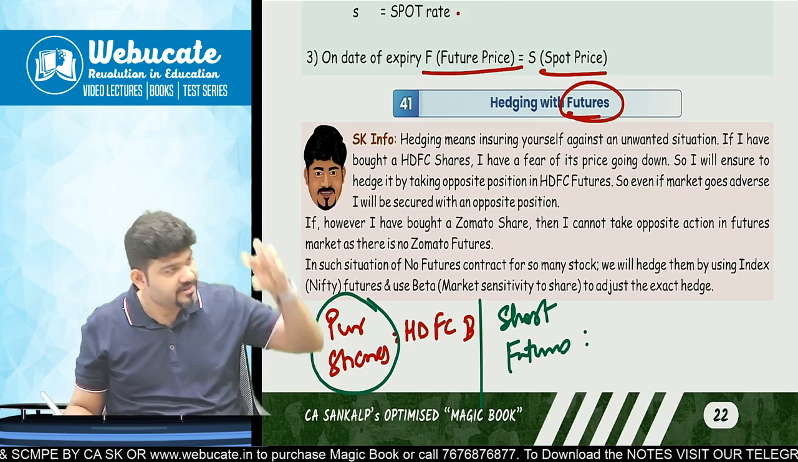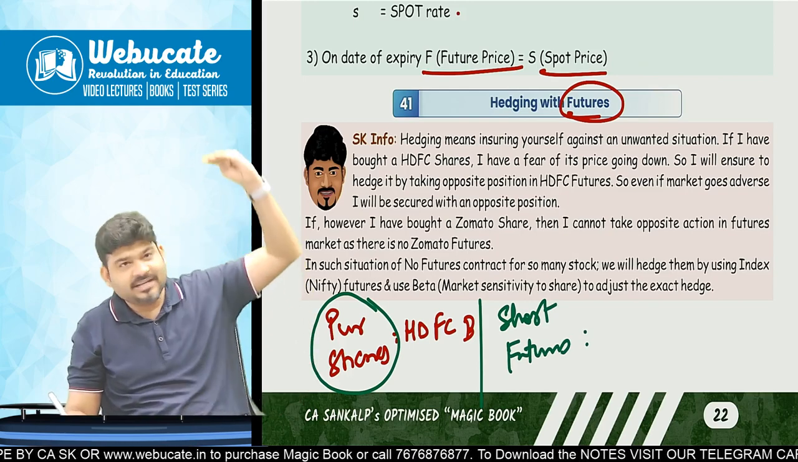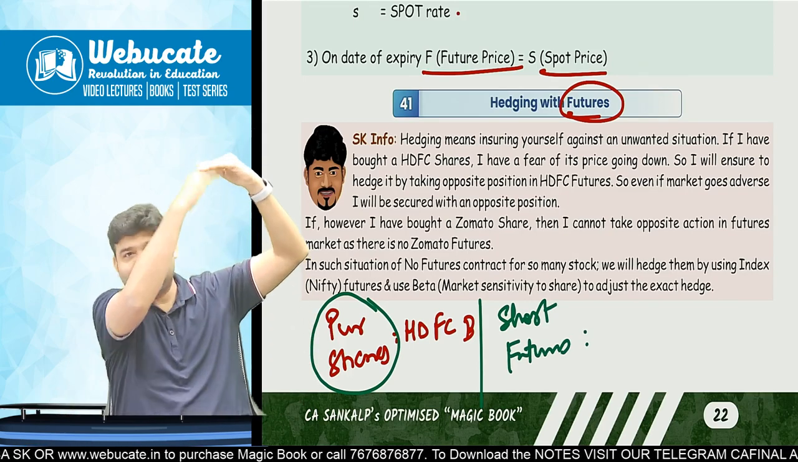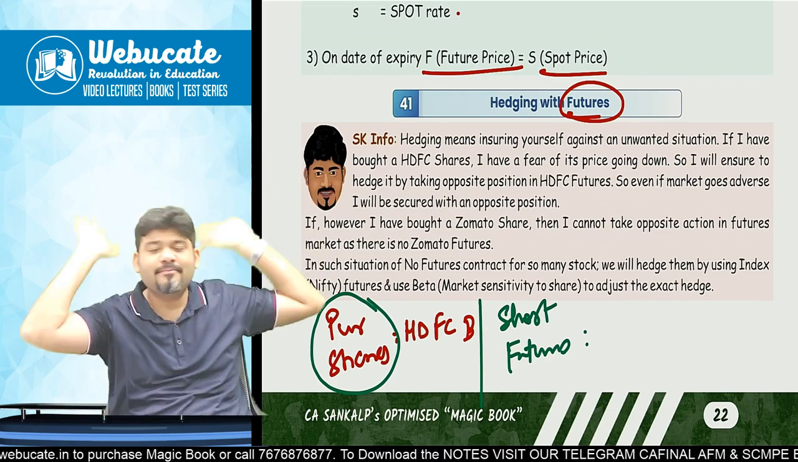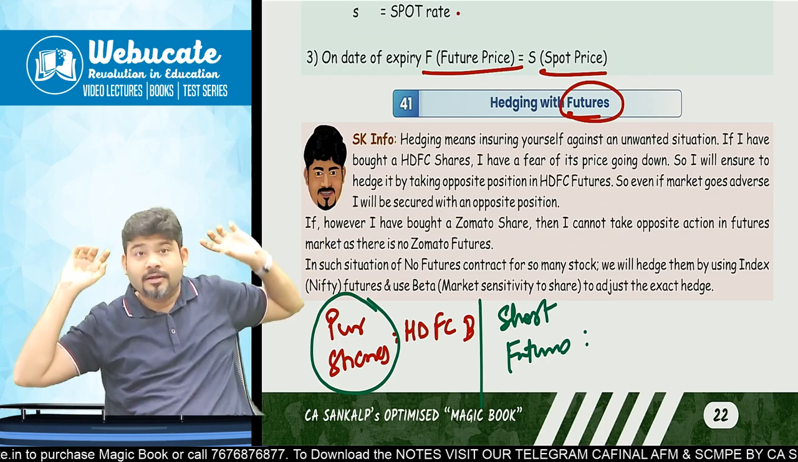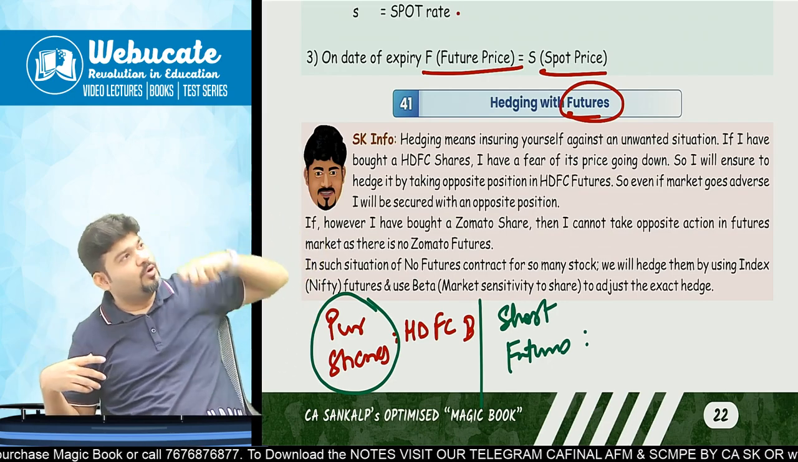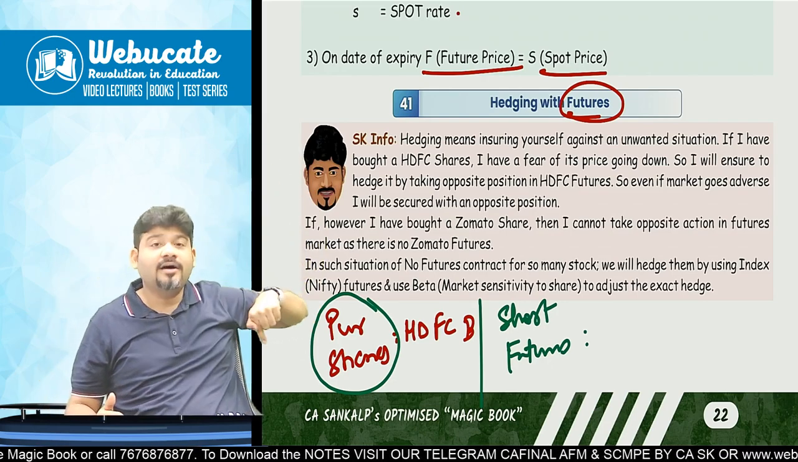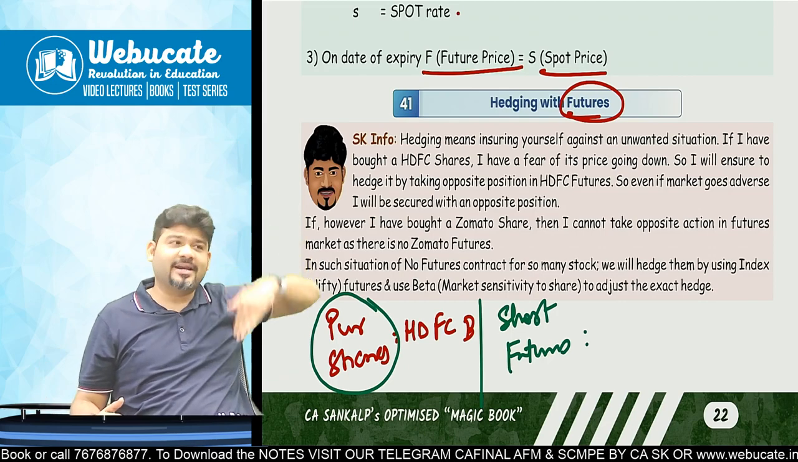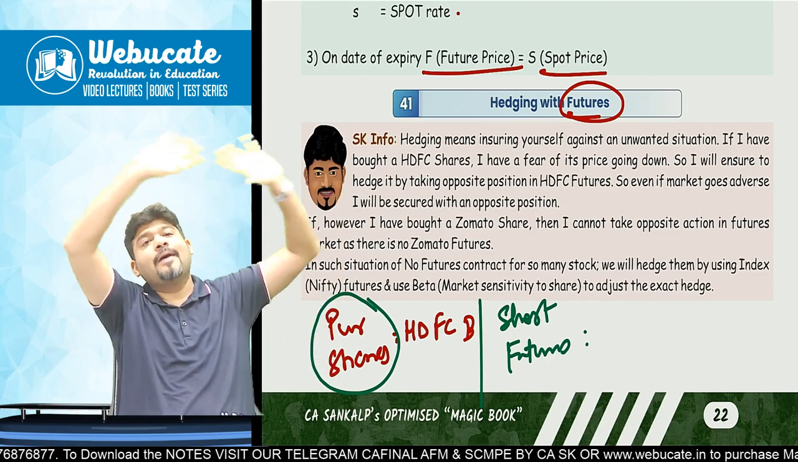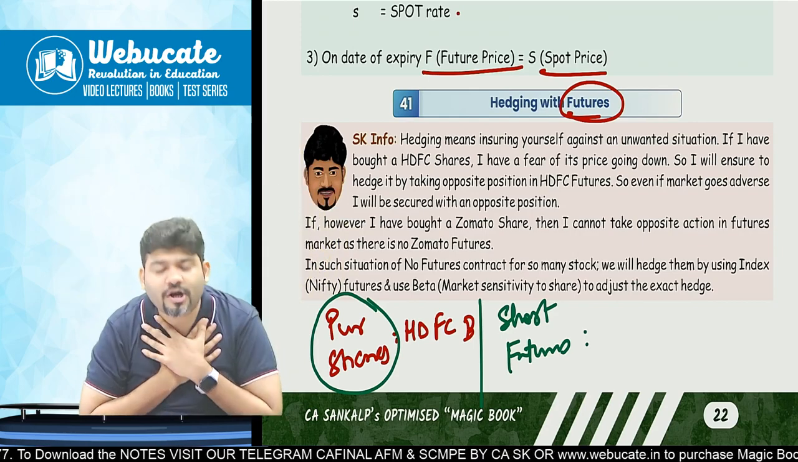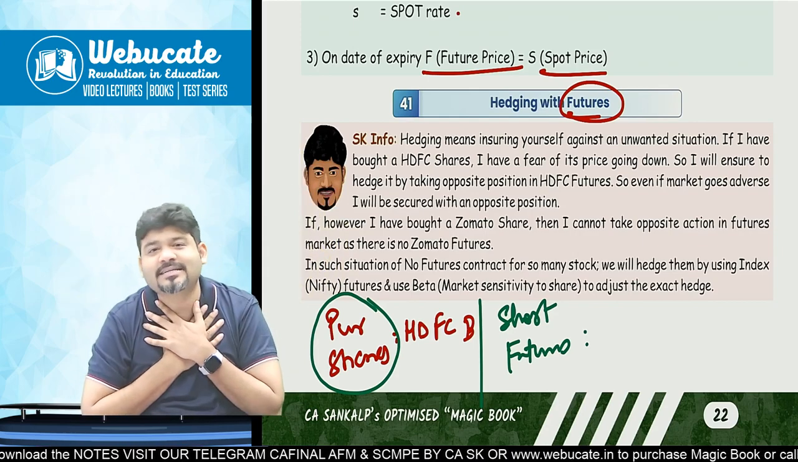Now, if the market goes up, the share price will go up. No worries, I will gain here and I will lose in the futures market. In short, I'm not losing anything net net. Suppose the share market goes down, I will lose in the share market, but in the futures market I will gain. Eventually, I am not losing anything. I have secured myself. I have protected myself from the risk.